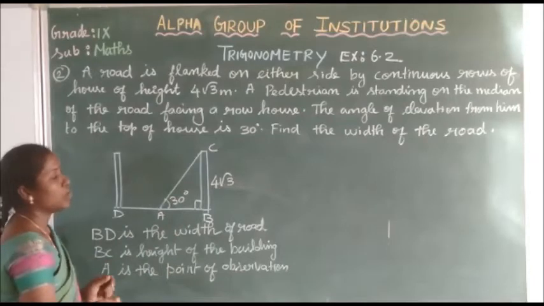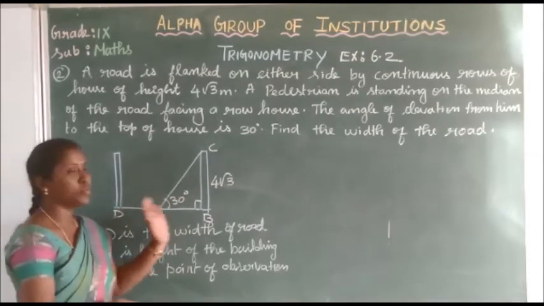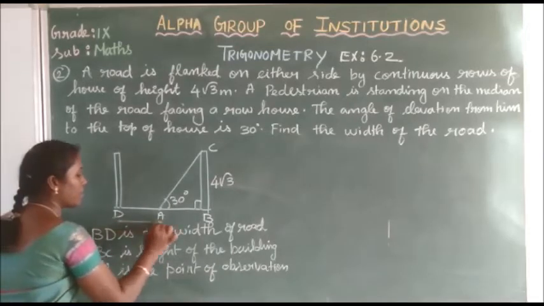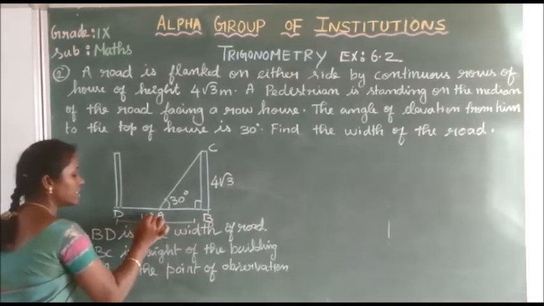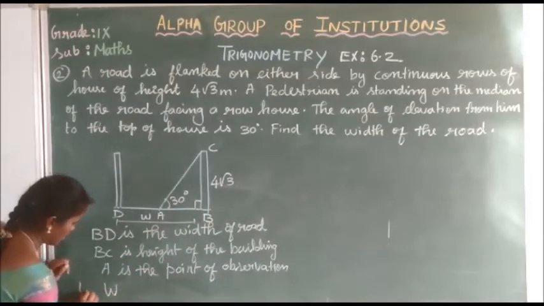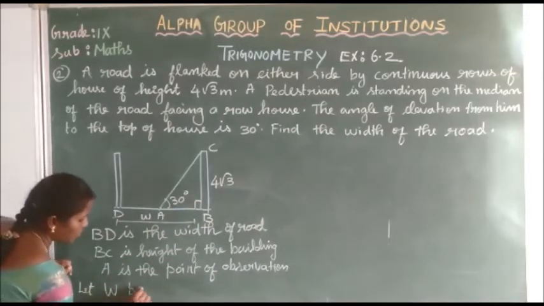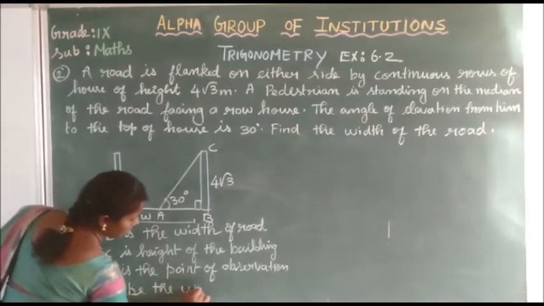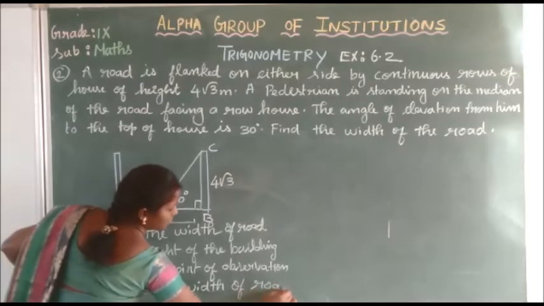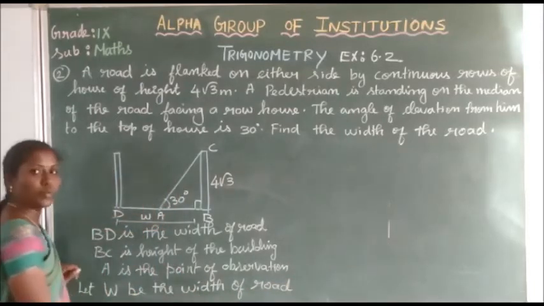Okay. Now, what we have to find? We have to find the width of the road. I don't know what the width is, so let it be W. The whole width of the road is W. So, let W be the width of the road.